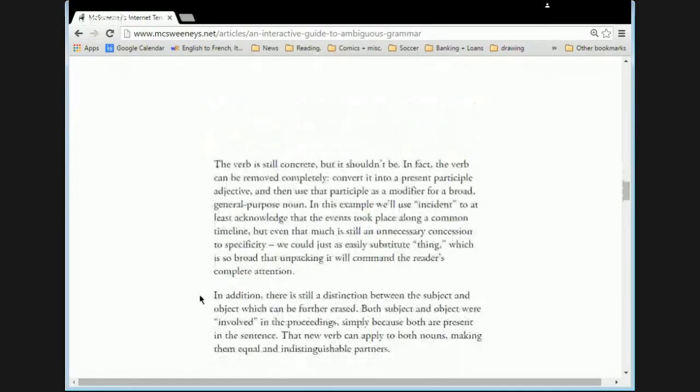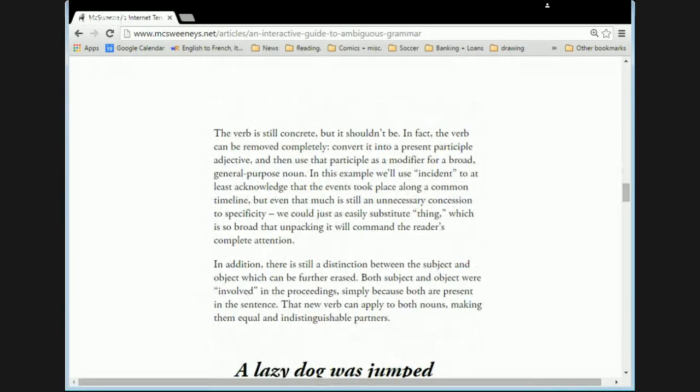All right, no questions. Bruno, can you read this next part? The verb is still concrete, but it shouldn't be. In fact, the verb can be removed completely. Convert it into a present participle adjective, and then use that participle as a modifier for a broad, general-purpose noun. In this example, we will use incident to at least acknowledge that the events took place along a common timeline. But even that much is still an unnecessary concession to specificity.